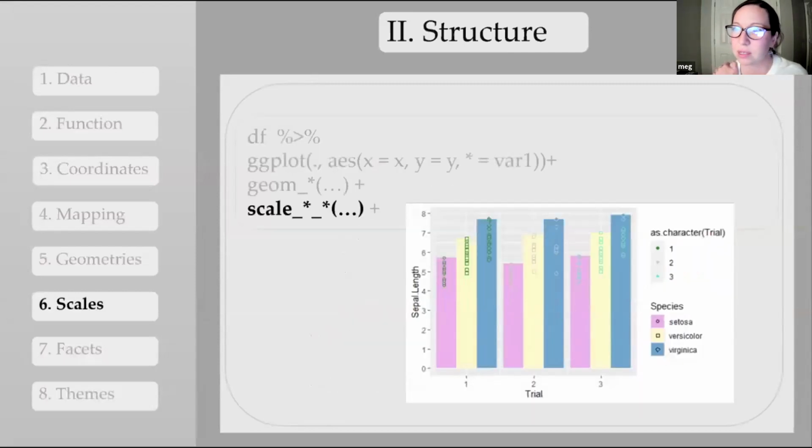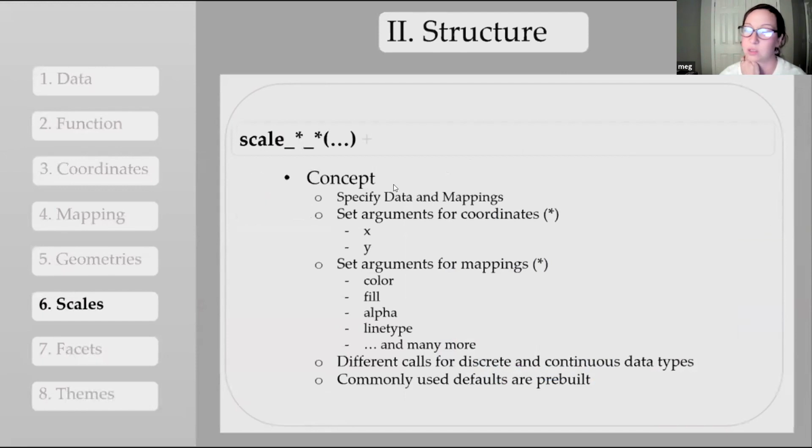So scales is where you can now start specifying your arguments for your X and your Y, what you want to see on there, but also your colors, your shapes, your fills, that kind of stuff. So this is where the arguments for what you've specified in the aesthetics, the data, and the mapping go. You can set your arguments for your coordinates, and you can set arguments for color, fill, alpha, line type, on and on and on. There are different commands for different types of data. So if you have discrete data, you're going to have to use a different command than if you have continuous data.